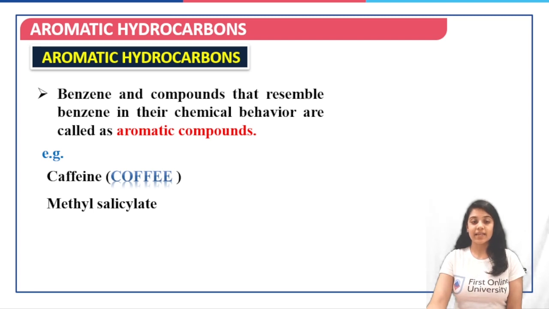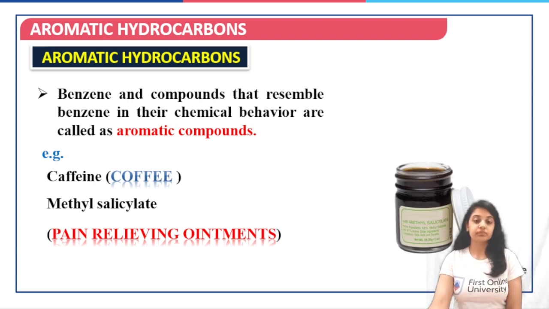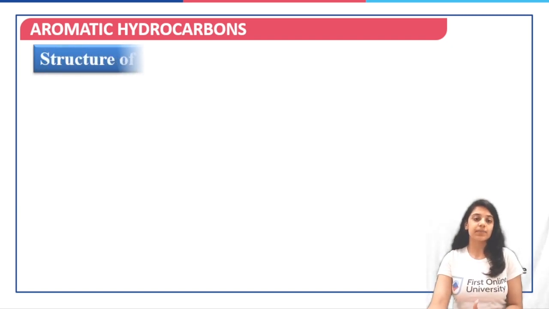Next, methyl salicylate is also an example of an aromatic compound. So we are now looking at those aromatic compounds which have got uses in our daily life. Now, methyl salicylate, we will see what it is called in common terms, but it's a pain relieving ointment. You must have noticed this bottle, the balm that you commonly call it as. It's being used as a pain relieving ointment.